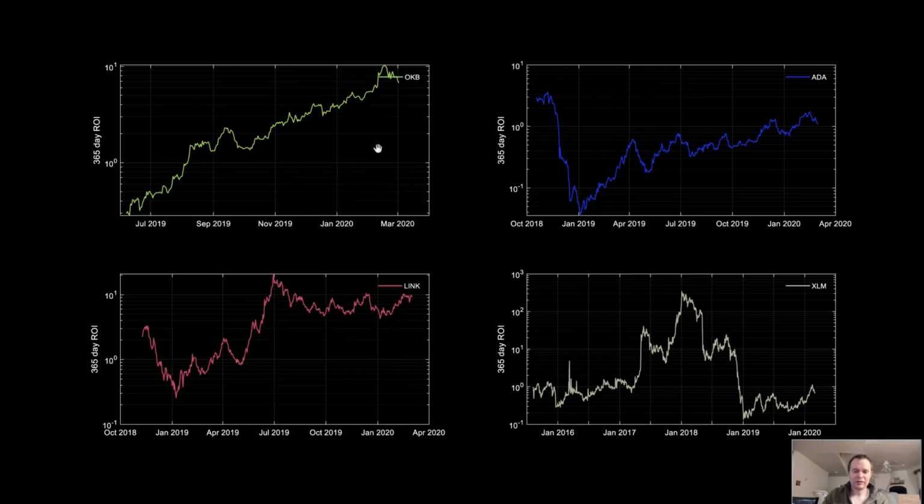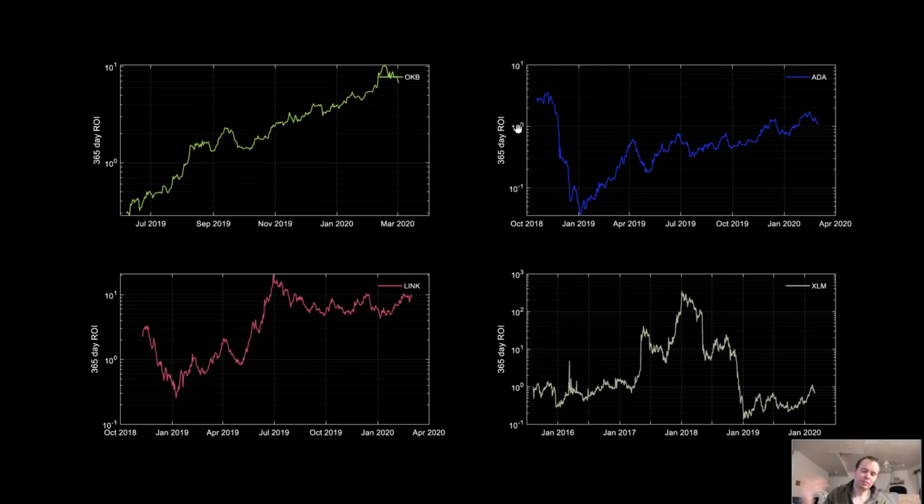Another interesting chart is looking at OKB. You can see that its 1 year ROI is continuing to go up. Cardano, obviously, crashed down here in January 2019, because if you had been buying it in January of 2018, then you would be at a significant loss, upper 90% loss. But you can see over the last year, we've really started to make up some of that ground, and that 1 year ROI is steadily climbing. And currently it's back to around 1.